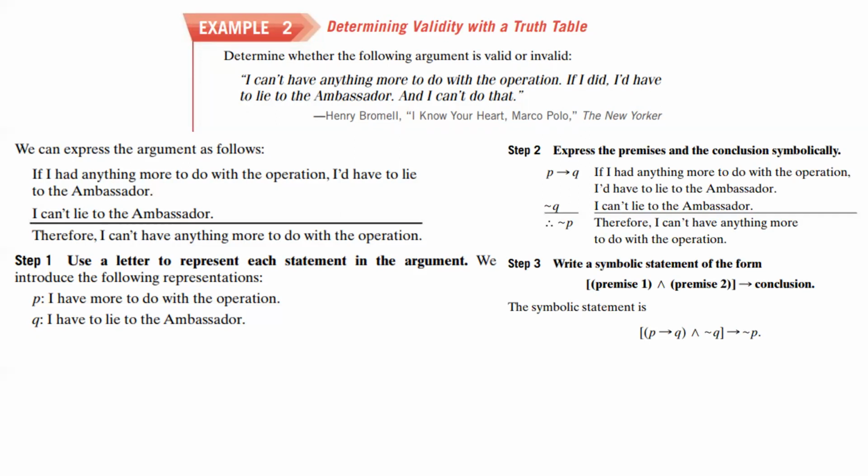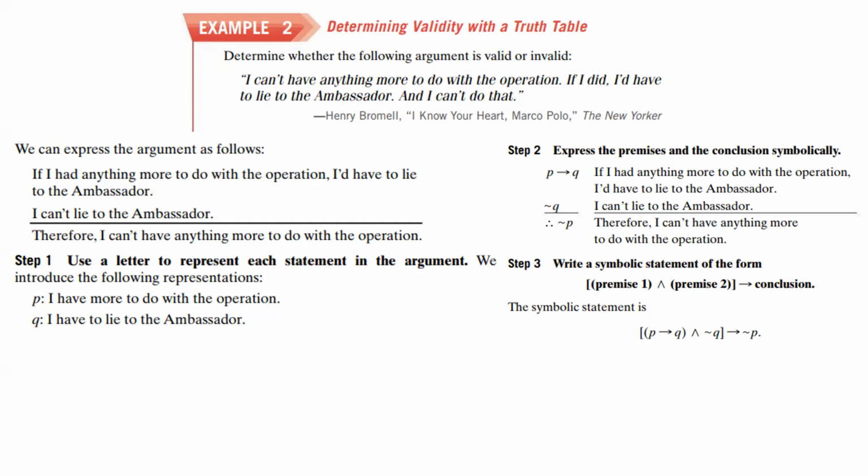So if I'm going to write this out in symbolic form, my first statement will be if P then Q: if I had anything to do with the operation, then I have to lie to the ambassador. I can't lie to the ambassador, tilde Q. Therefore, I can't have anything more to do with the operation, tilde P.